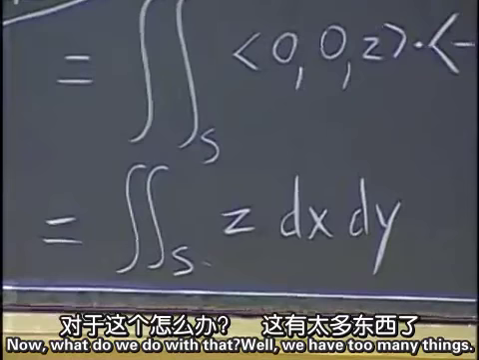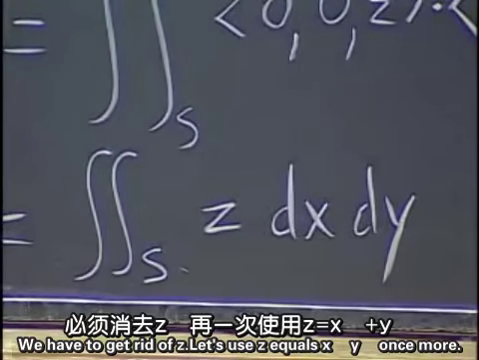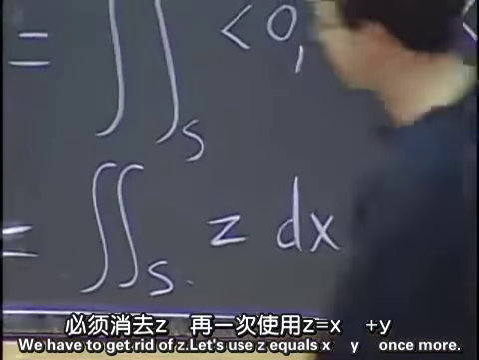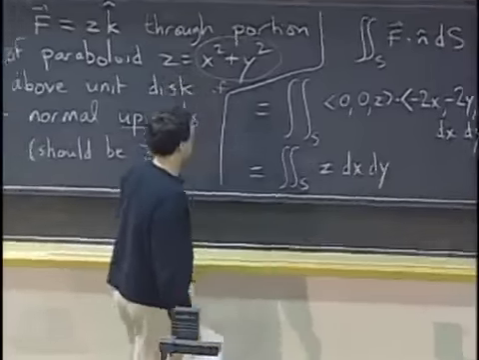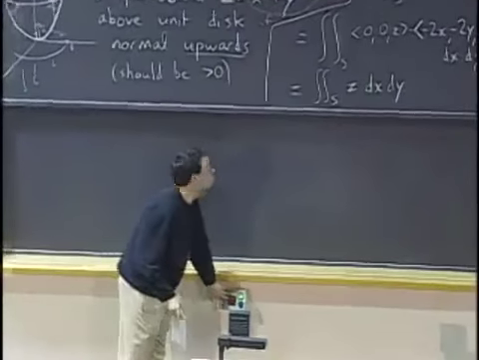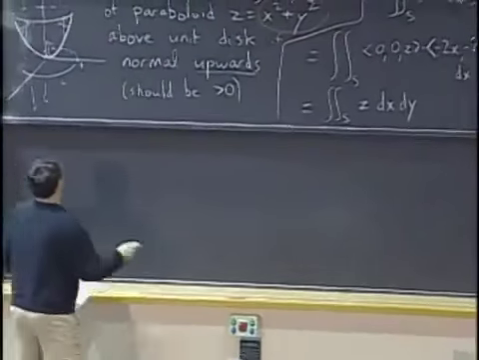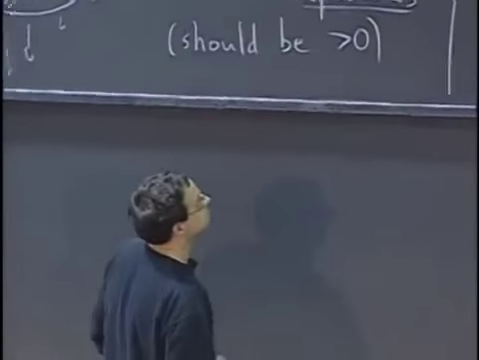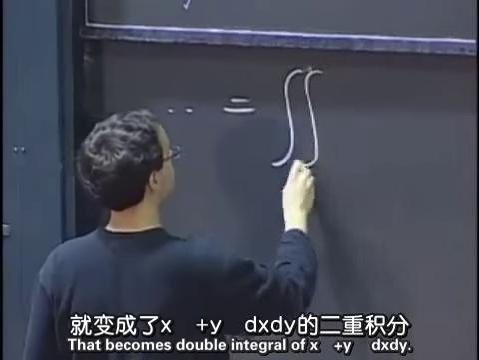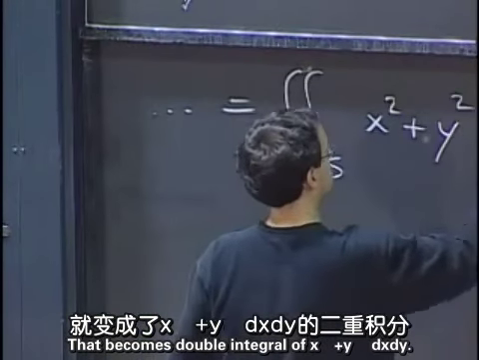Now, what do we do with that? Well, we have too many things. We need to get rid of z. So let's use z equals x squared plus y squared once more. Okay. So that becomes double integral of x squared plus y squared dx dy.